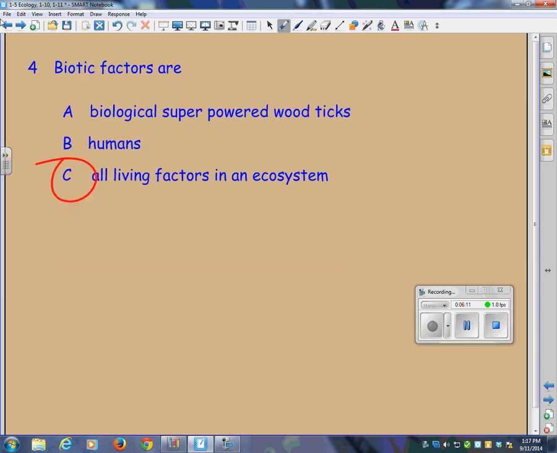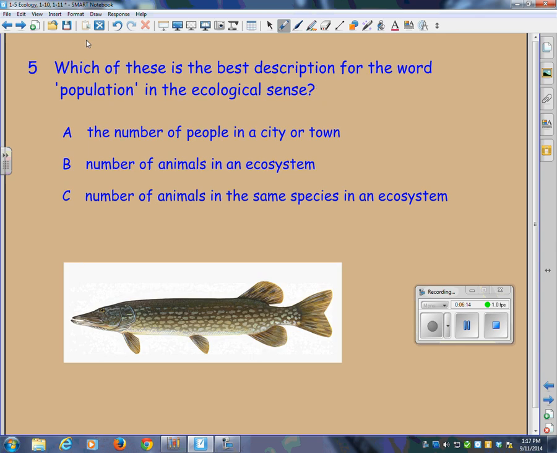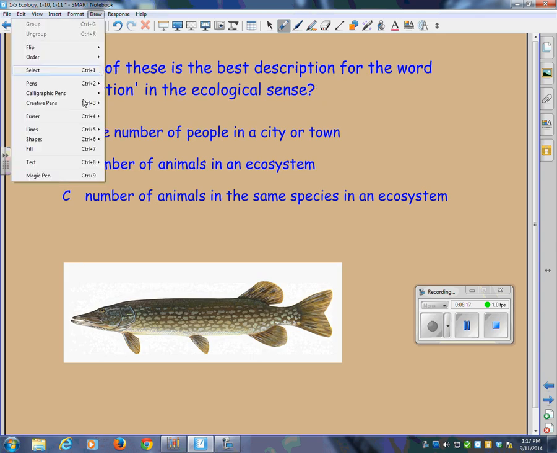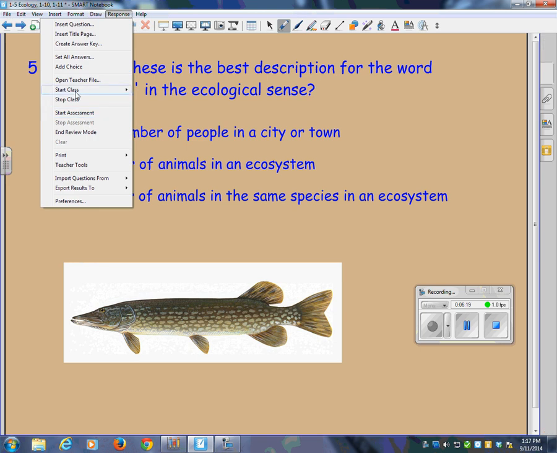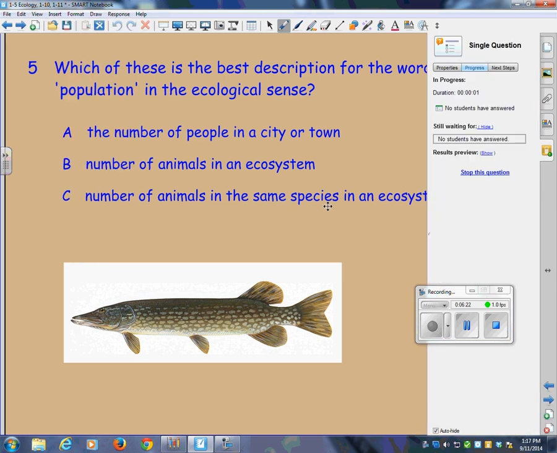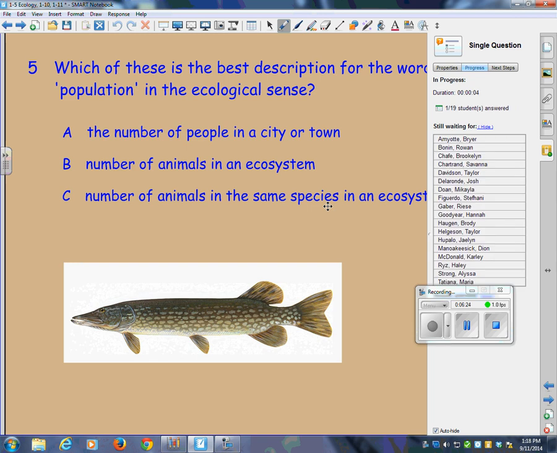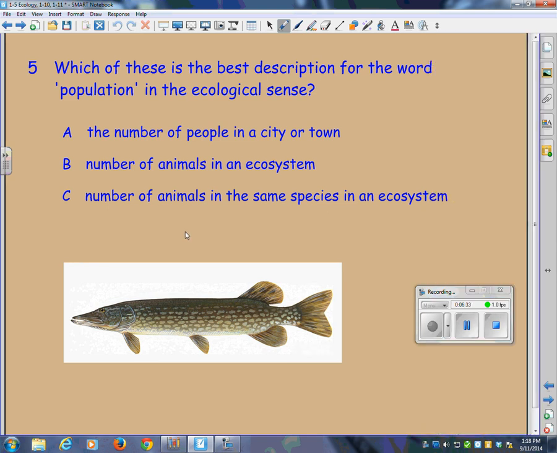Right. Okay. Awesome. Now, the word population. When I say population, what do you think of right away? Like if I talk about the population of Dauphin, what does that sort of mean to you? People. Number of people, exactly. So, in a little different sense, in the ecological sense, which of these do you think is the best description for the word population in the ecological sense? Is it the number of people in a city or town, the number of animals in an ecosystem, or the number of animals that could be of the same species?